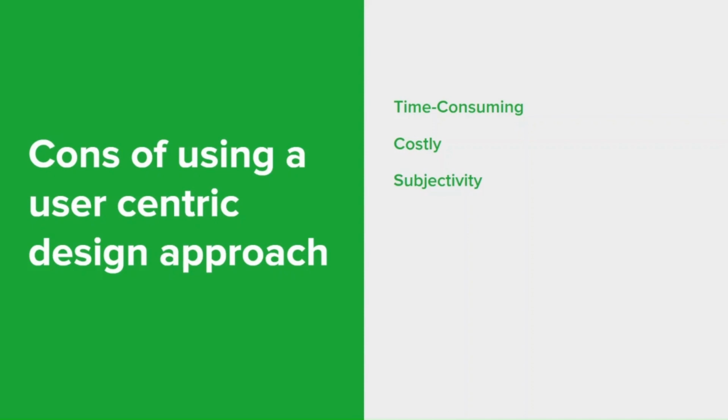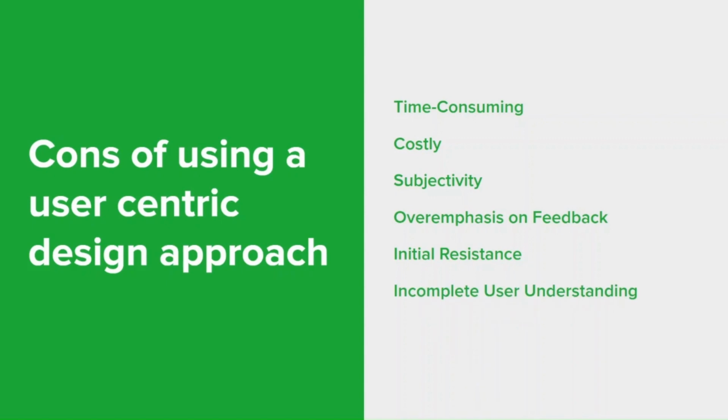Balancing user feedback and preferences with business goals can be quite challenging, as not all user suggestions align with the organization's strategic objectives. And relying solely on user feedback can lead to a design-by-committee approach, potentially resulting in inconsistent or unfocused design decisions. Organizations and teams accustomed to a different design approach may initially resist shifting to a user-centric approach, and despite efforts to gather user insights, it's possible to misinterpret or miss critical aspects of user needs, leading to design decisions that don't fully address user problems.